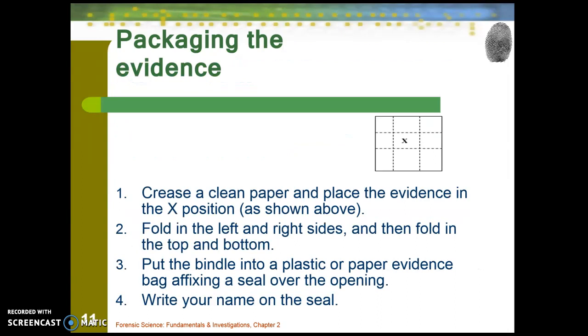I'm going to stop right here. We will practice packaging evidence, probably on Friday when we get back to class. And I'll bring in some items for us to place in and create our bindle. Creating a bindle is going to be very important because when we do our lab activity next week, we will have to put our evidence into the bindles and secure them in that manner in order to follow Locard's exchange principle.